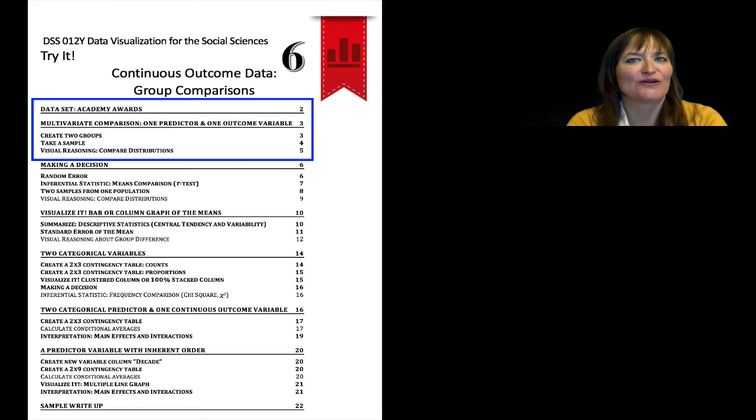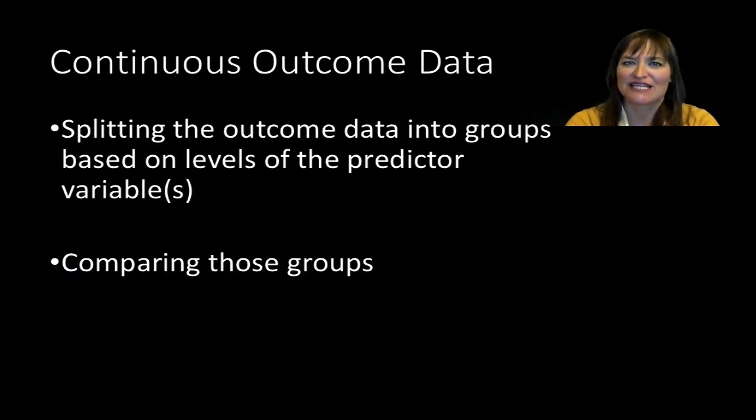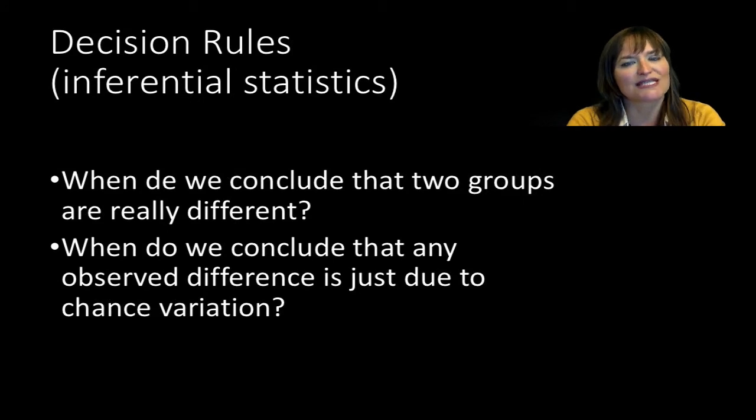We're going to continue our exploration of continuous outcome data. This time we're going to be focusing on splitting our data into groups and making comparisons between groups. We'll be looking at splitting data into groups on one predictive variable or on more than one predictive variable, and then comparing outcome scores. And we'll look at decision rules of when do we decide if two groups are really different or if they're just the same and any difference is just chance variation.